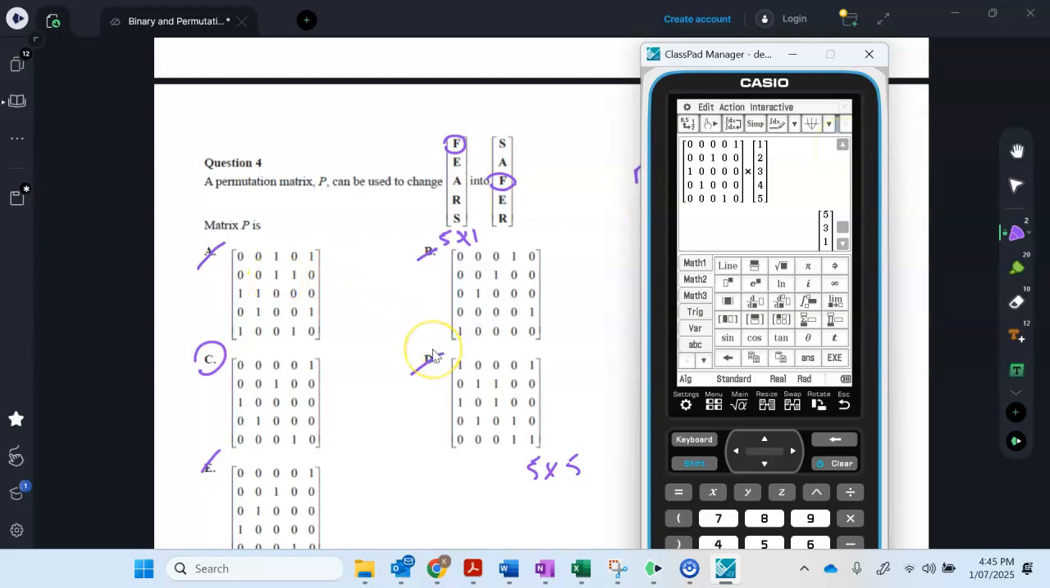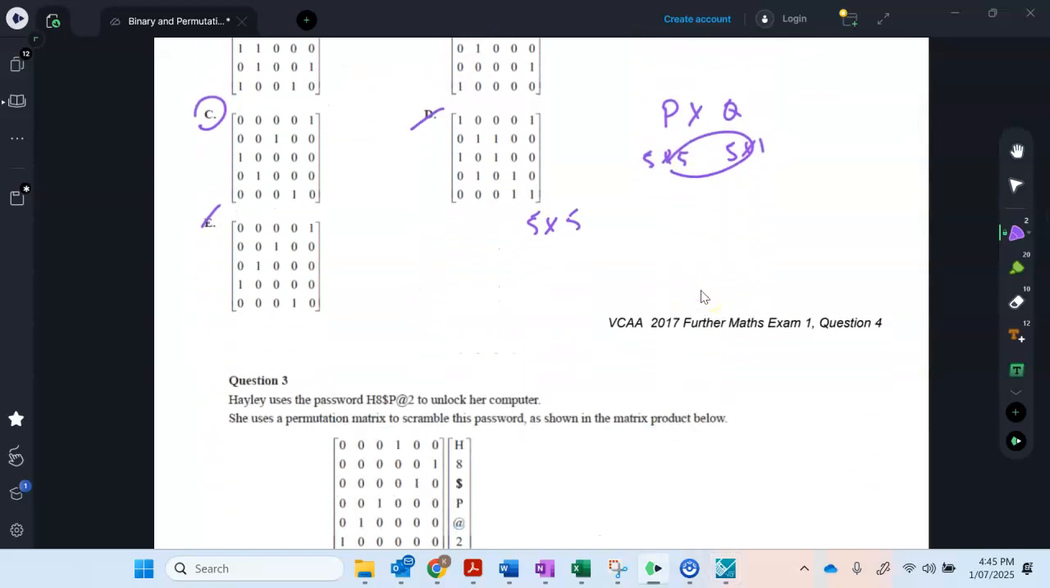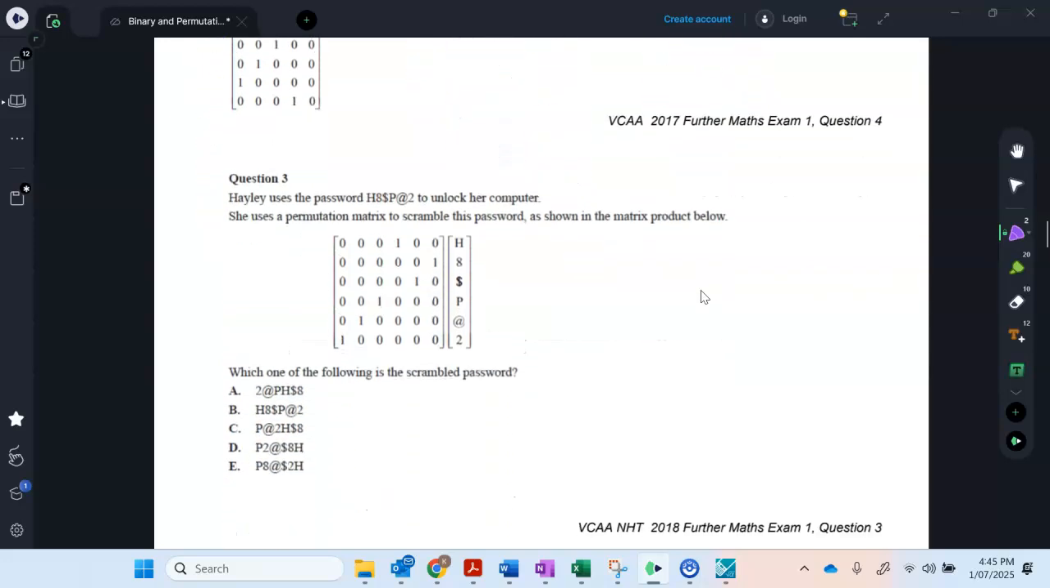Putting in all those permutation matrices would be very annoying. So do a process of elimination first. It can't be A, can't be D, they're not permutation matrices. And then having an understanding of how they switch is good, because you don't want to be typing in other permutation matrices just to check them. As a last resort, just do it on your calculator. It doesn't take too long, but it probably takes less time to do it without your calculator.